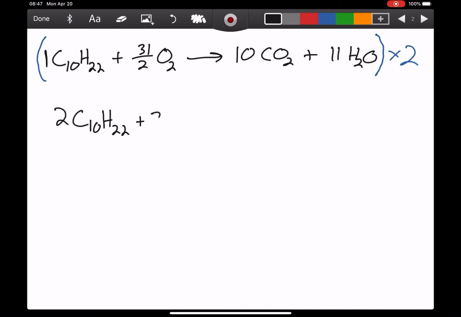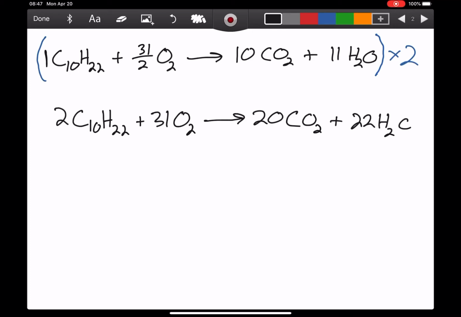2 C10H22 plus 31 O2 is going to give us 20 CO2 plus 22 H2O. Now this is a balanced chemical equation. Now we can check it by inspection. So we have our reactants and our products, and we have carbon, oxygen, and hydrogen.